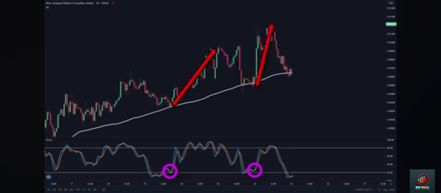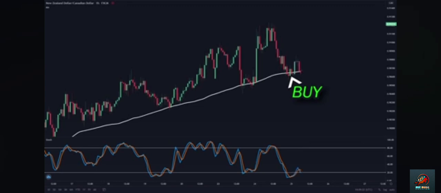back up. So now, as we look at the current price, you can see that it is back at the support line, while the stochastics is at oversold. So this is a good opportunity to take a buy position.